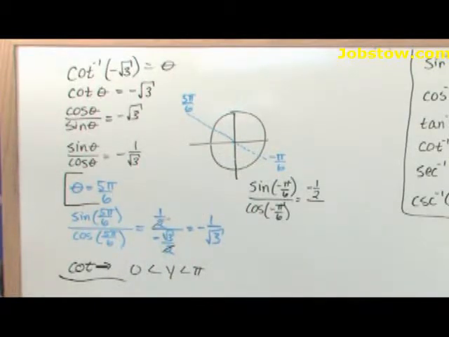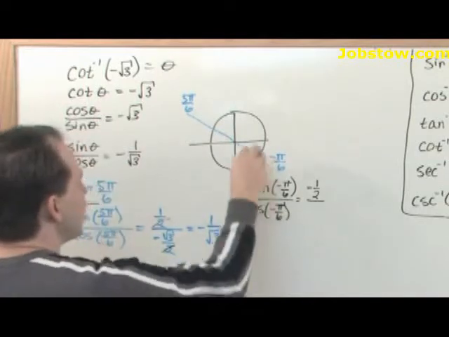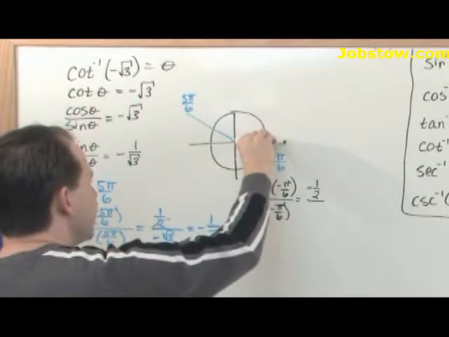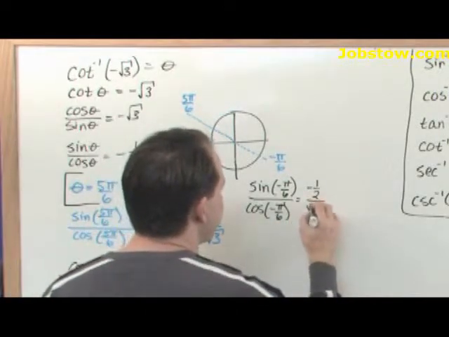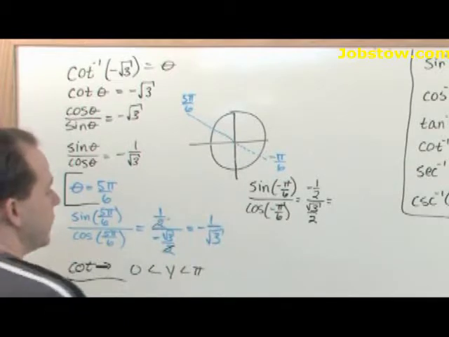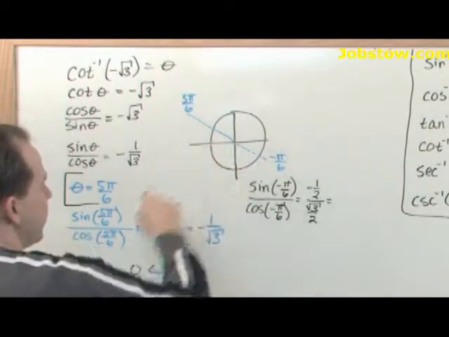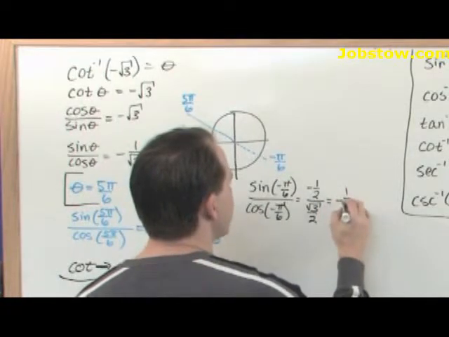Sine of 30 is always 1/2. For cosine, you're taking the cosine of this, but the cosine is going to be positive because it's projecting over here on the x-axis. So that would be a positive square root of 3 over 2, because cosine of 30 is square root of 3 over 2, and it's positive in that quadrant. So you would have gotten the same answer, negative 1 over root 3.